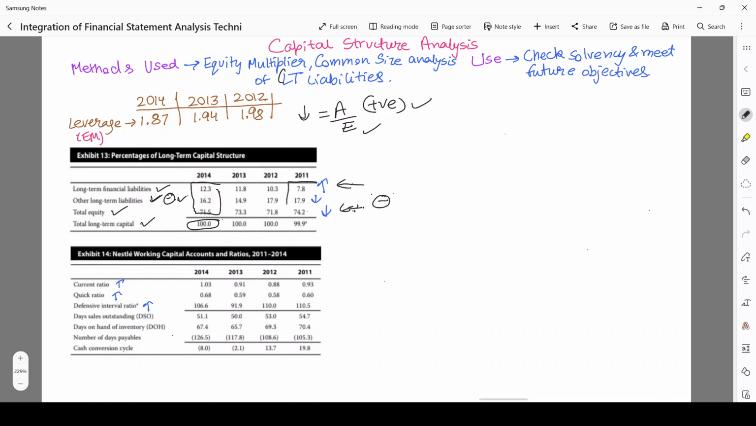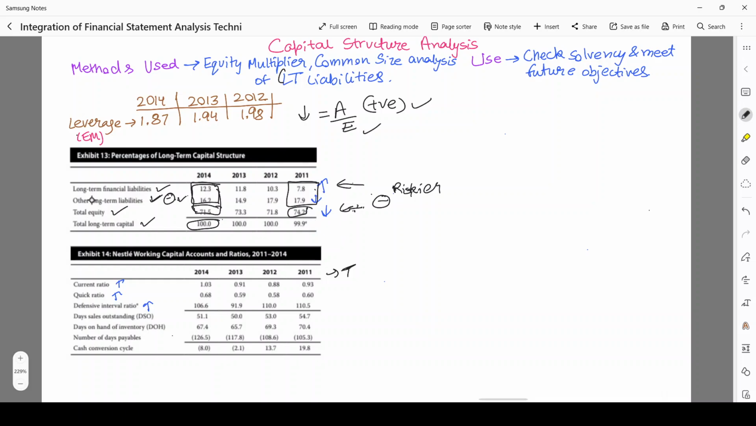But notice that as a total proportion, liabilities have increased over the years as compared to equity, which is a negative, which implies that the capital structure of Nestle has been becoming riskier over the years. Now, I don't expect this exhibit to be very testable, as it is just a supporting exhibit.